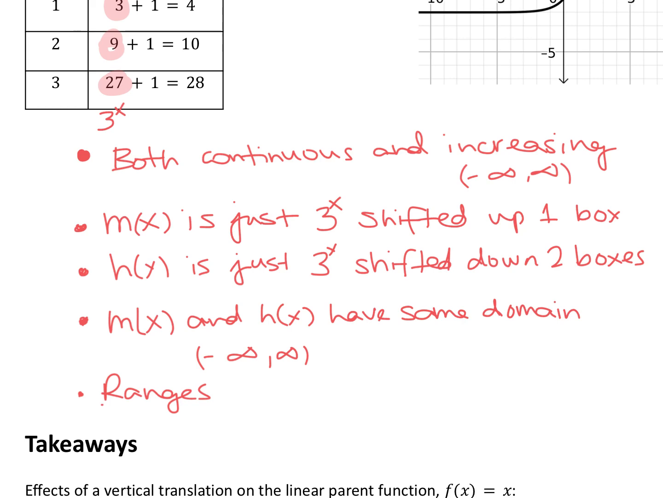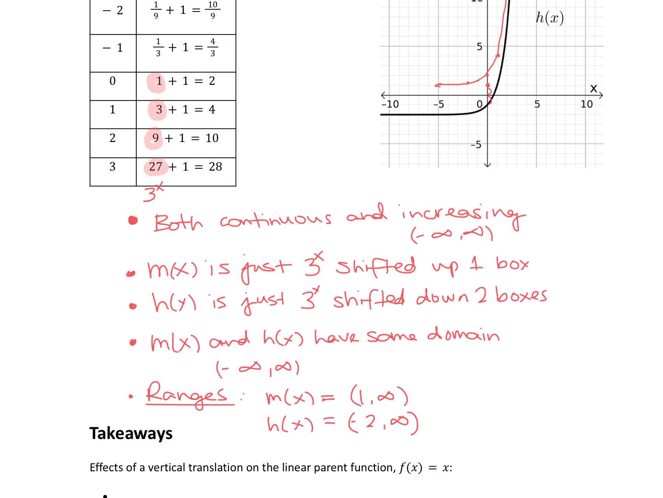So ranges. So let's say the range for m of x, which was the table, it looks like it starts at 1 and then goes up forever, so like that. But it doesn't actually touch 1, it just kind of skims above 1. And then for h of x, it skims at -2, but doesn't actually touch it. So that's why I'm doing parentheses, not a square bracket there, and then goes up forever. So it looks like that's a good list of observations. We'll finish up by doing our takeaways now.